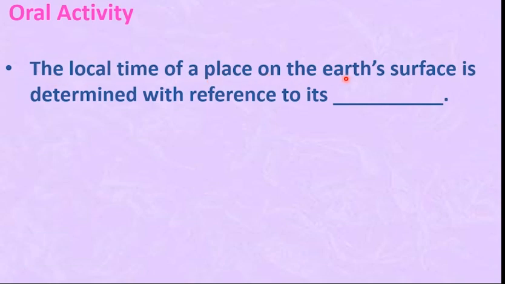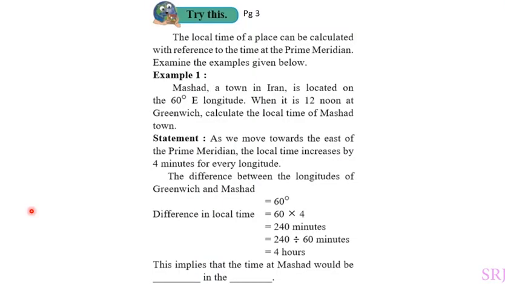Oral activity. So you have to orally answer this question. The local time of a place on the Earth's surface is determined with reference to its dash. Try this. This activity is on page number 3 of your textbook.